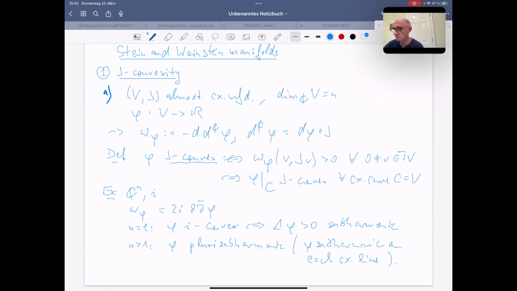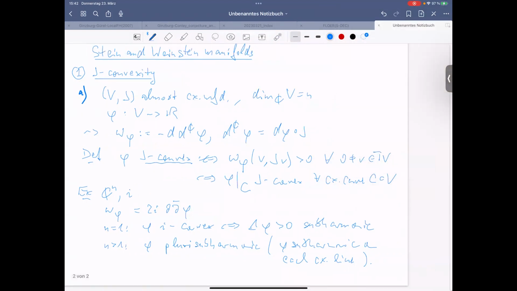Now, from this description of what it means to be i-convex or J-convex, we deduce immediately... Let me just push Yasha slightly away here. Sorry, Yasha. Just one second. Here it is. Okay. All right.